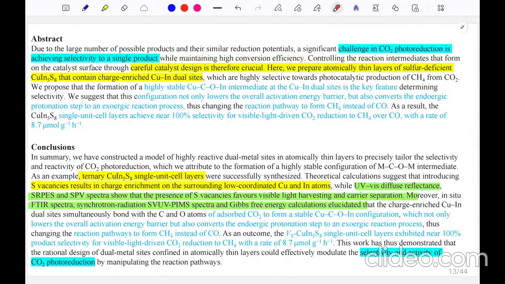If you think here, what is the difference? In the abstract, there are no detailed experimental techniques mentioned. Whereas in the conclusion part, there are UV-based diffuse reflectance, SRPES, SPV, in situ FTIR, then SPUV, PIMS, and Gibbs free energy calculation. They are talking about the various experimental techniques and various validations. So this is for the first paper, and we will be moving on to the second paper.